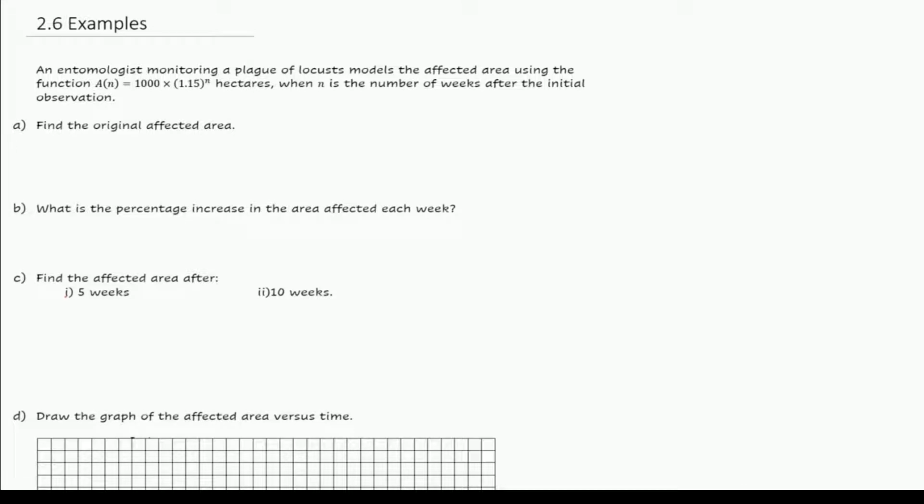Our first example is an entomologist monitoring a plague of locusts, and he's modeled this using the following function, A of n equal to 1000 times 1.5 to the n hectares. It's saying here that n is the number of weeks, and we can see that in several places here. And we can say that our A here is the amount.